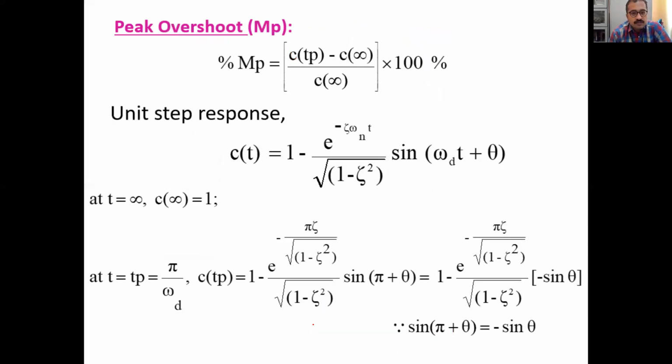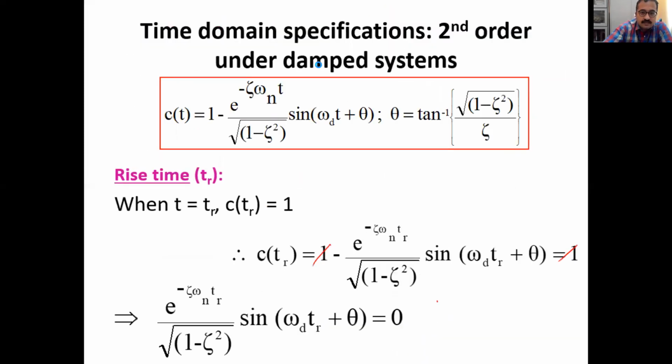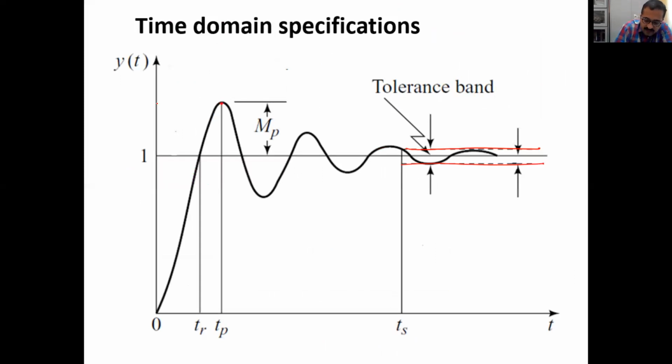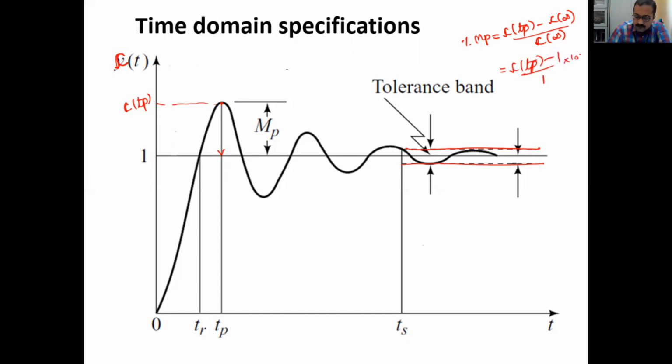Now how will you find peak overshoot? What is the percentage overshoot? It is C of tp, the peak value. Remember, if you look at this curve, this was C of tp. This is the maximum value of the curve, c of t, output versus time t. So C of tp is this value, right? C of tp minus 1, where 1 is the steady state value. So percentage overshoot is defined as C of tp minus C of infinity divided by C of infinity. What is C of infinity here? C of infinity must be 1. So this becomes C of tp minus 1 divided by 1 into 100%.